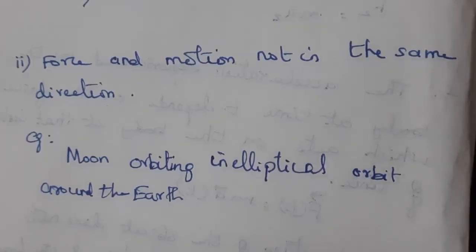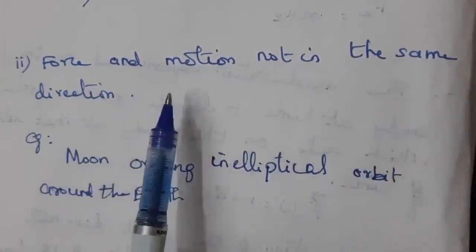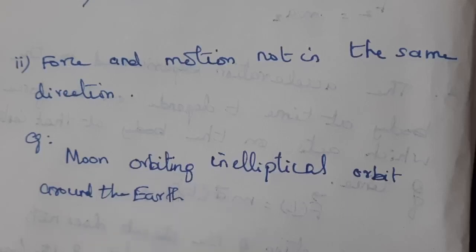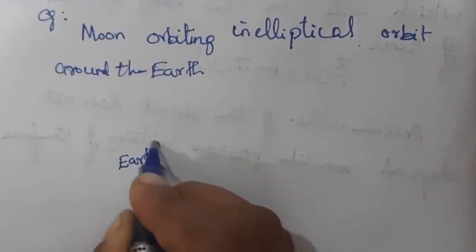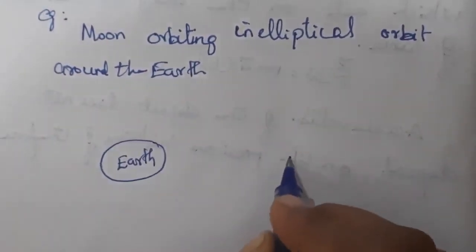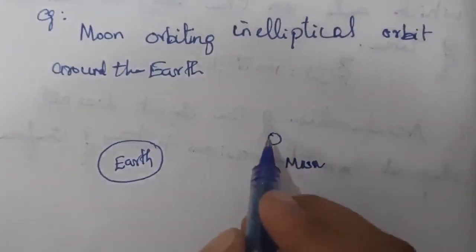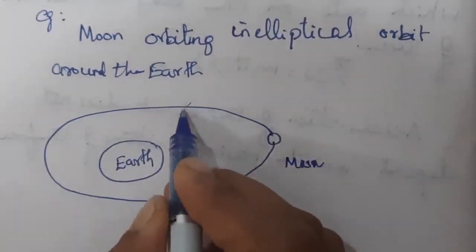Case 2. Force and motion not in the same direction. For example, a moon orbiting in an elliptical orbit around the earth. So consider this is earth and this is moon. This moon is revolving around the earth in an elliptical orbit.